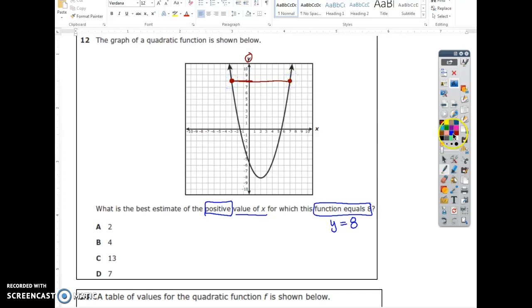But it's only asking me for the positive value of x. So this would be the positive side. This is the negative side over here. So we don't want to know about the negative numbers. We only want to know about the positive numbers. And we're not talking about right here where it crosses. We're talking about up here, this point, where y equals 8. What does the x equal? Okay, and that's how you find the answer. The answer is D.